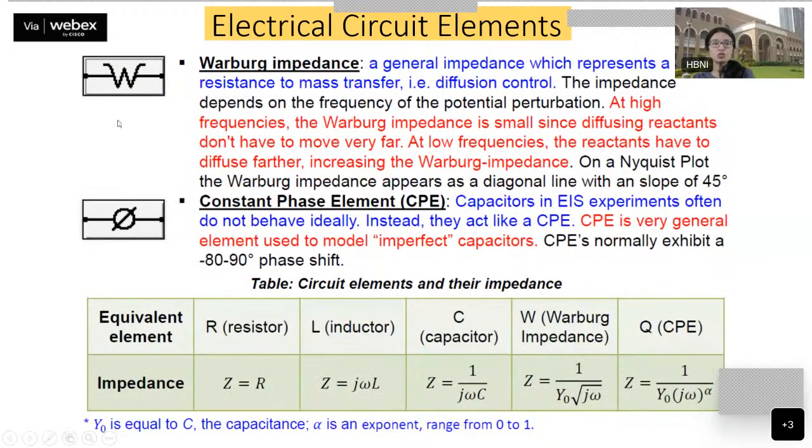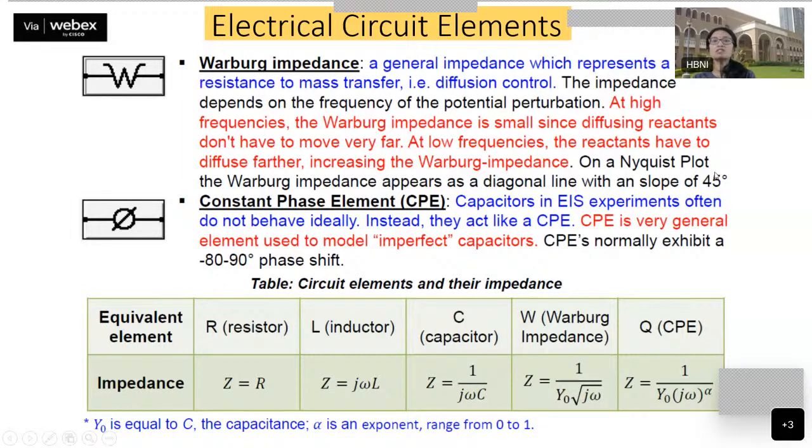Then you have something which is known as Warburg impedance, which is given in the form of this W. This corresponds to the resistance due to mass transfer, that is, diffusion control. So the impedance depends on the frequency of the potential perturbation. At high frequencies, the Warburg impedance is small, since diffusing reactants don't have to move very far. But at low frequencies, the reactants have to diffuse further, increasing the Warburg impedance.